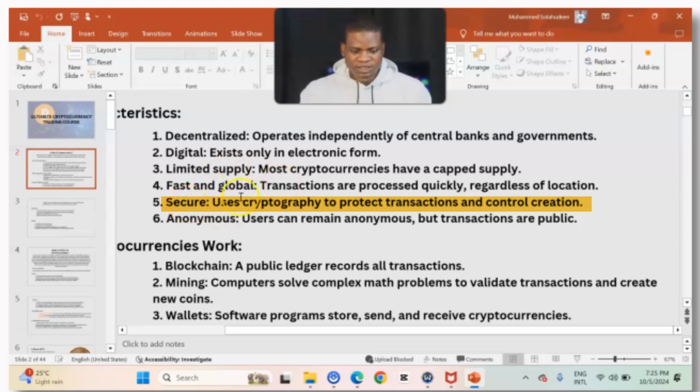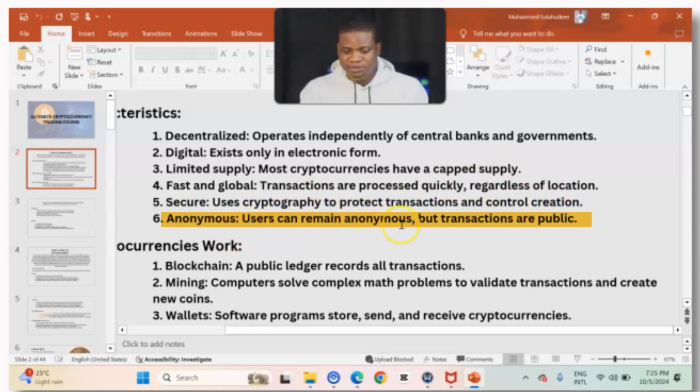Also secure. Crypto uses cryptography to protect transactions and control creation. And also it can remain anonymous. Users can remain anonymous, but transactions are public. So let's look at this. When you send a cryptocurrency in the cryptocurrency market, you that is sending the cryptocurrency, you are anonymous. Nobody knows you, but the transactions are public.